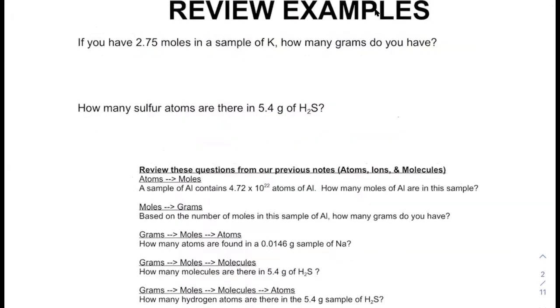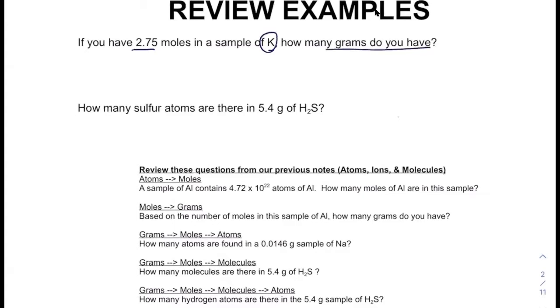So it seems like it's been a little while since we worked on these problems. So let's go ahead and see if we can solve a couple of these example problems to just refresh our memory. We're going to be going back to using dimensional analysis. And here we are given 2.75 moles of a sample of potassium. How many grams do we have in that sample?